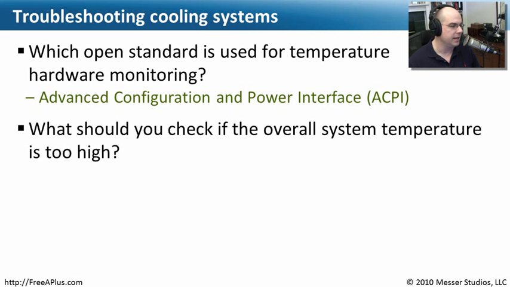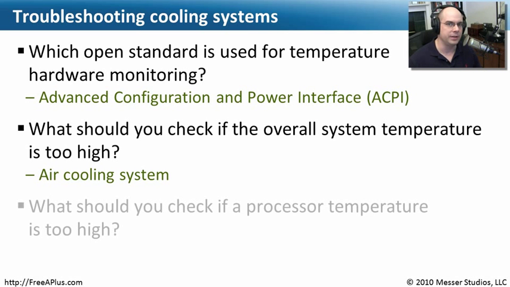Our next question is, what should you check if the overall system temperature is just too high? You've got a computer that's running a little hot. You may want to check the air cooling system because the vast majority of our computers out there are using air to cool everything. Make sure that you've got your fans clean. Make sure that the air is flowing through properly. And now you'll be able to see if the temperatures inside of your computer are starting to decrease.